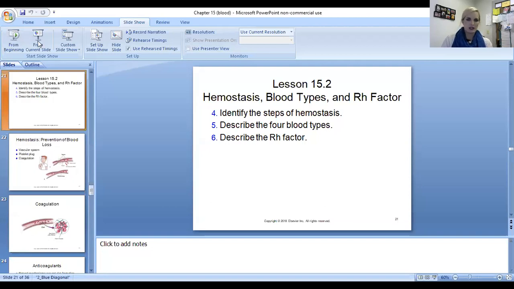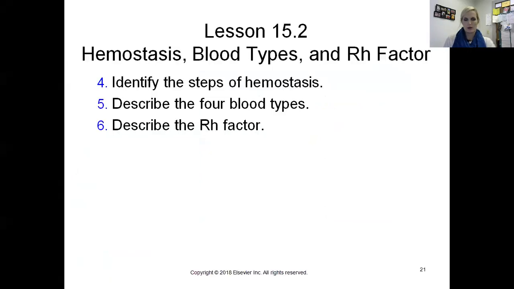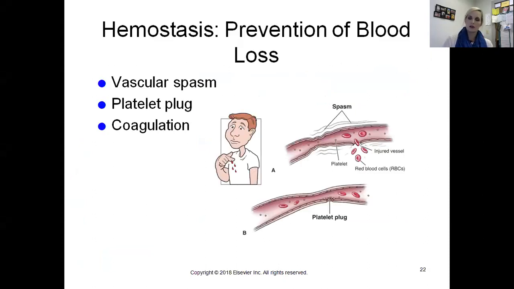Let me go ahead and get this slideshow started here. Okay, so in the second part, we'll really briefly look at the steps of hemostasis. I may have cut this PowerPoint up a little bit, may have skipped through that. The major thing we're going to talk about here are the 4 blood types, and I'll talk to you guys about what RH factor is and how that's part of blood types.